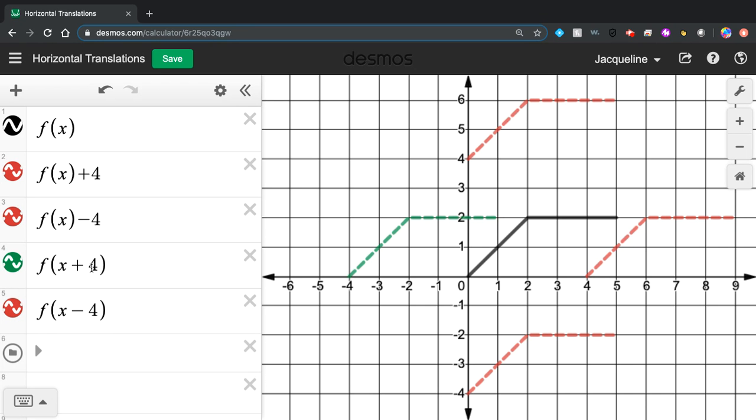That is not the case when we want to shift up and down. When we're shifting up and down, it's as we expect. Okay, so +4 will shift up and -4 will shift down.